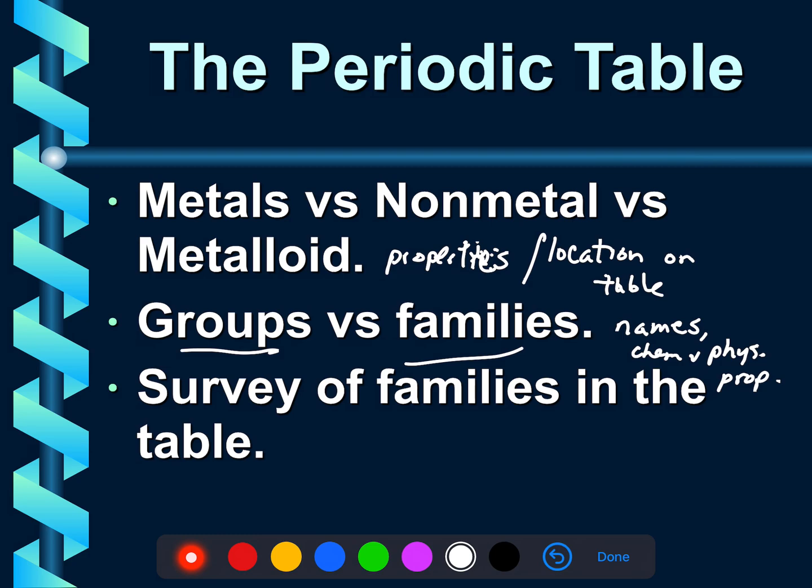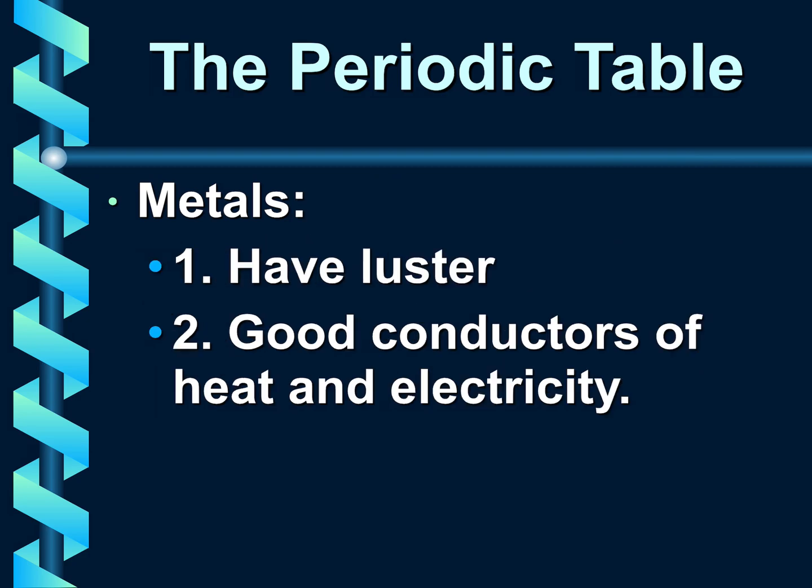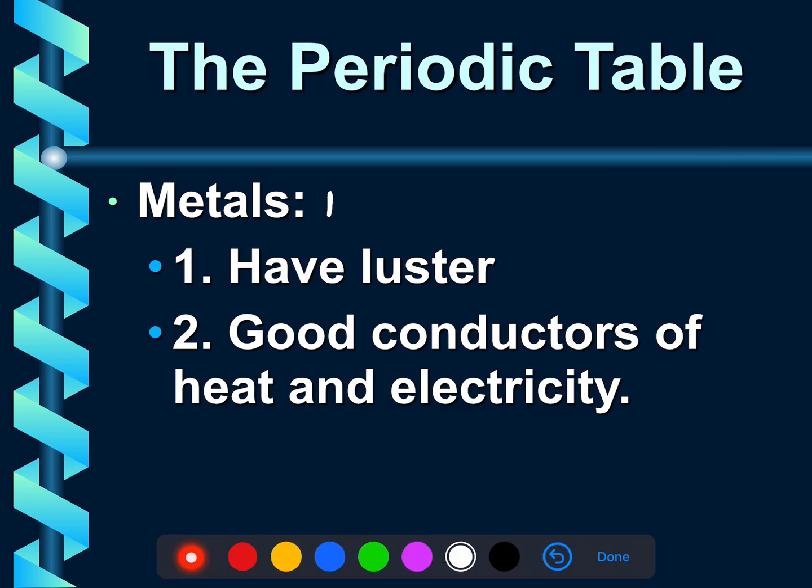And I'm only going to briefly mention that because in the next unit we actually talk about chemical versus physical properties. So in other words, why they are placed the way they're placed on the periodic table, which we somewhat already know. Okay, first of all, properties of metals.